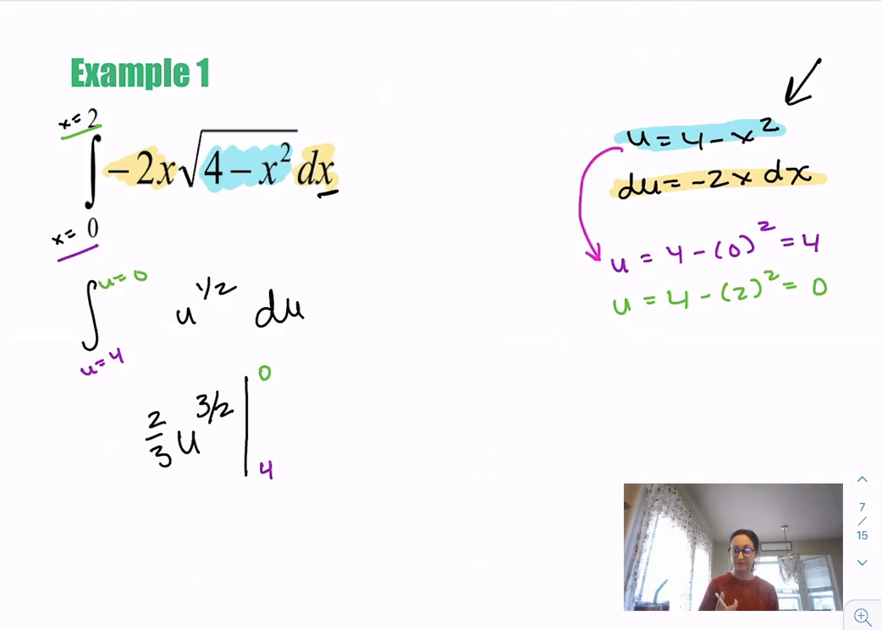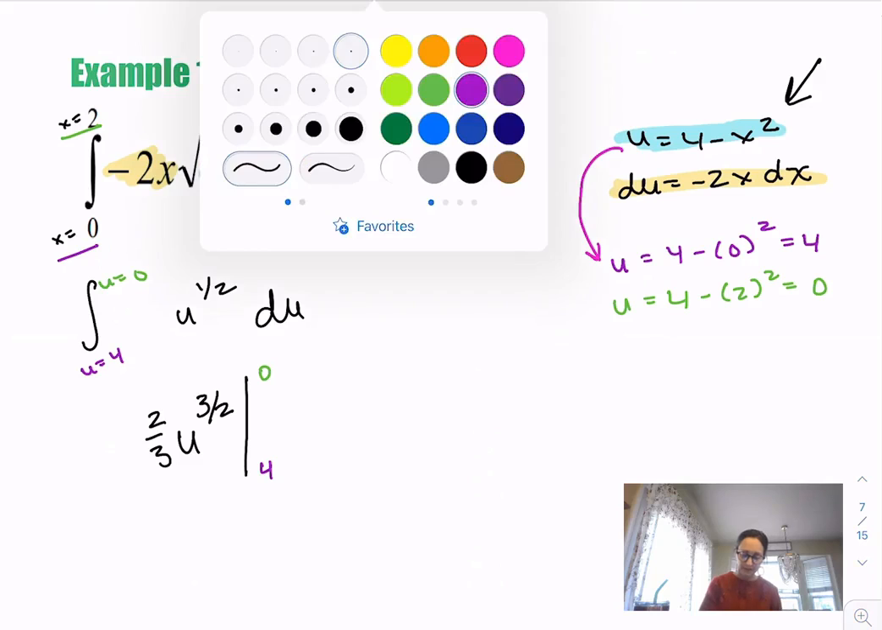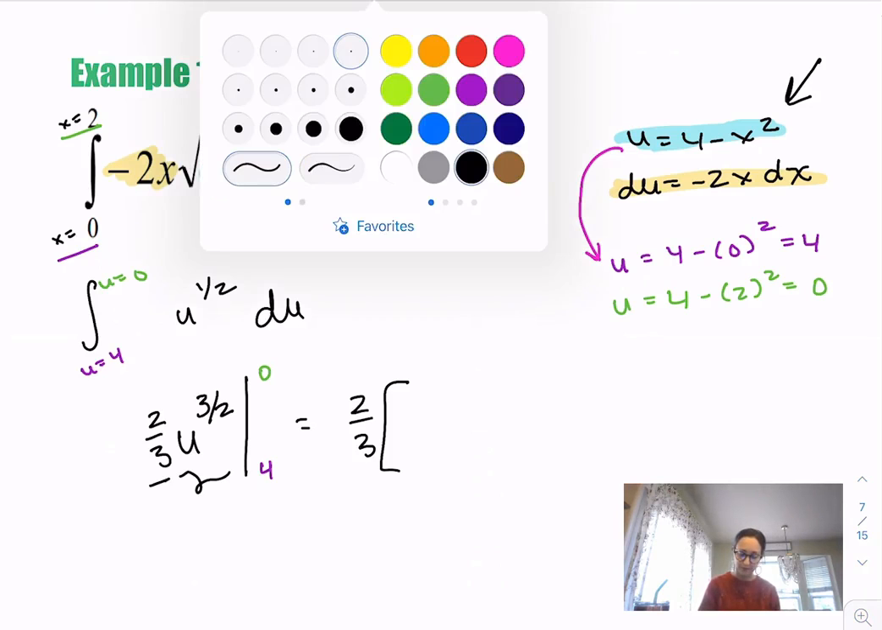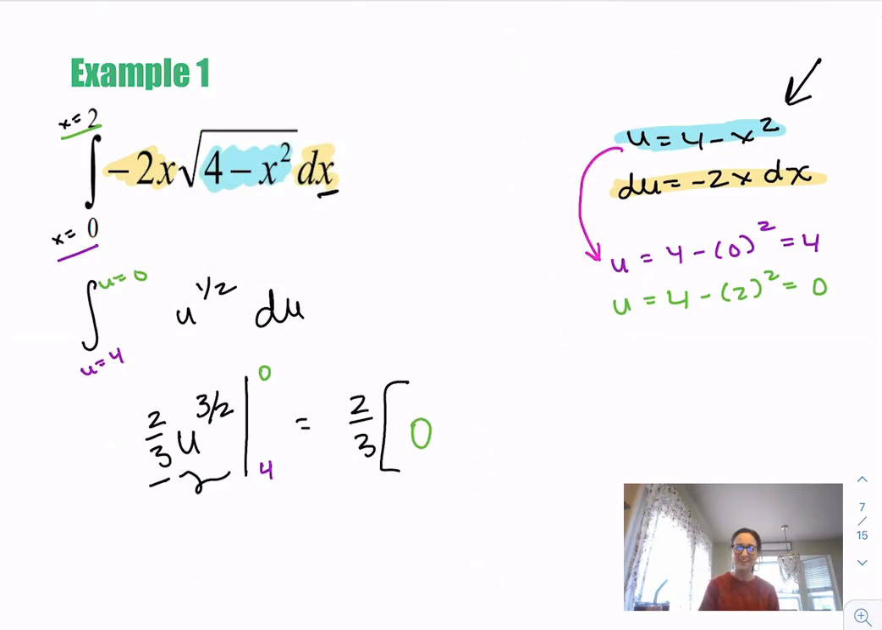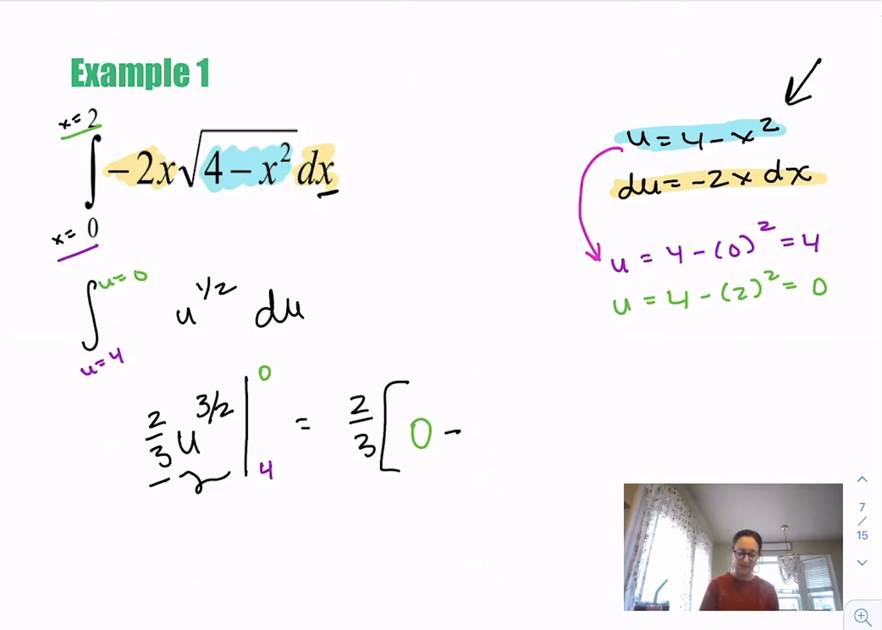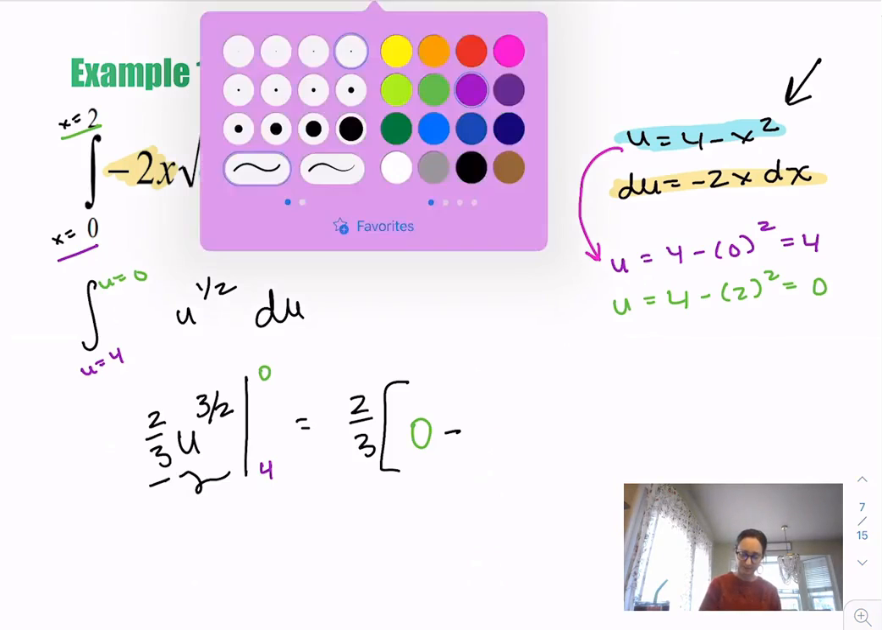I did not switch my limits of integration and make it negative. If that bothers you, you can definitely flip and make negative. But as long as you plug in the top first, you'll be fine, okay? All right, so I'm going to bring that 2/3 out in front because it's a nice factor coefficient. And then I'm going to plug into this piece here. So 0 to any power, that's going to be 0. And then plus or minus. Minus, and now I'm plugging in the purple piece.